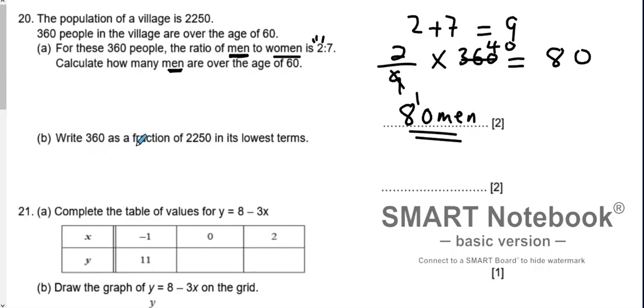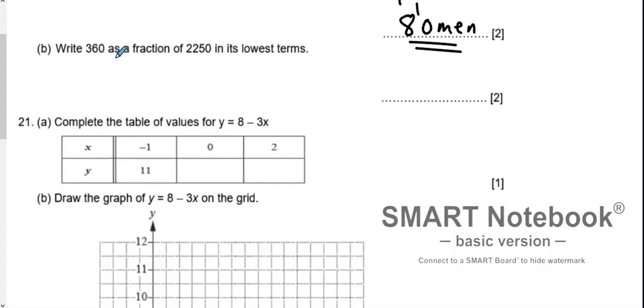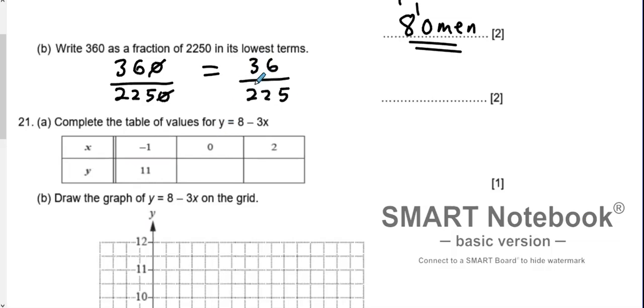Right, 360 is a fraction of 2250. Okay, this becomes easy. So you write 360 over 2250. Now, lowest term means you need to simplify. Cut this by that, and I'm going to have 36 over 225. Okay, can this go by 3? By 3, this is 12, and by 3, this will be 75.